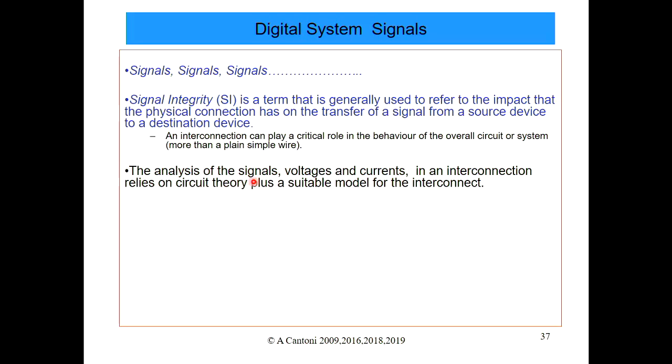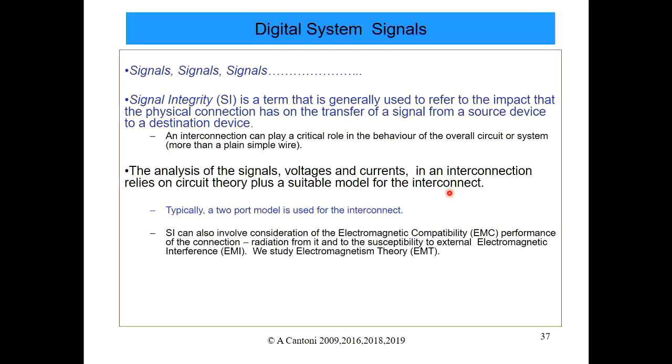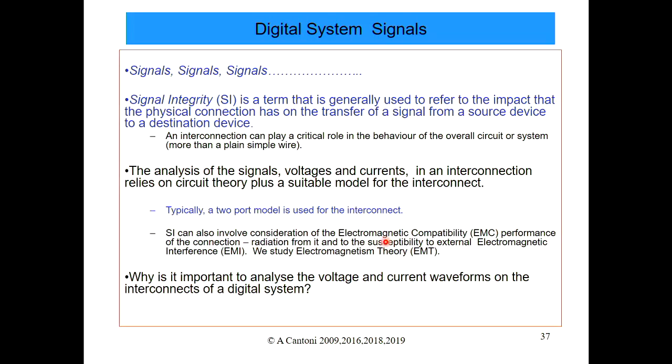So for the analysis of signals, voltages and currents, we rely on circuit theory plus a suitable model for the interconnect, which is a transmission line. We'll show that later in the course. We typically use a 2-port model. It also, as I just said, has effects on electromagnetic compatibility, because if you have a lot of these ringing effects, then you can get a lot of radiation emitted from the circuits.